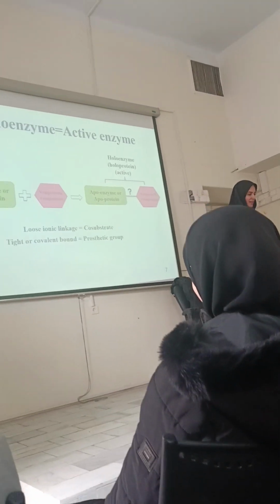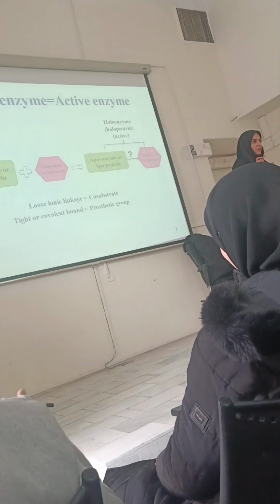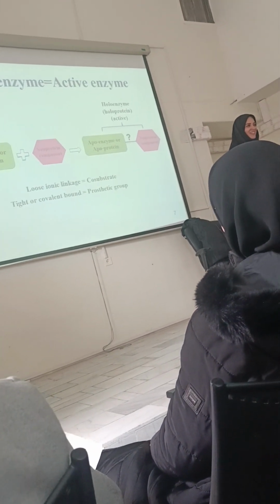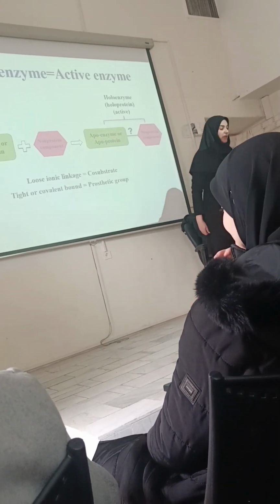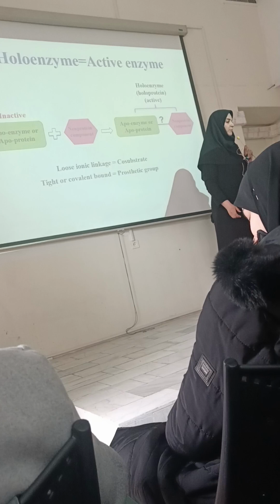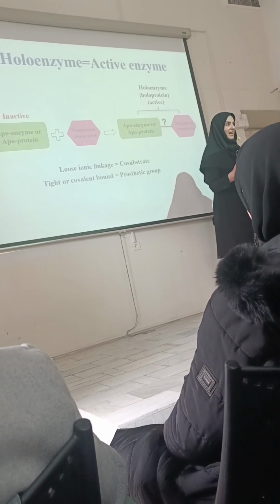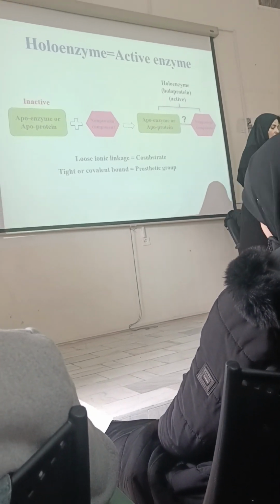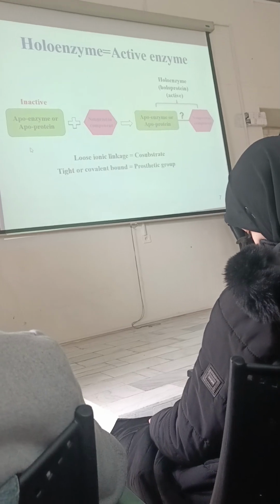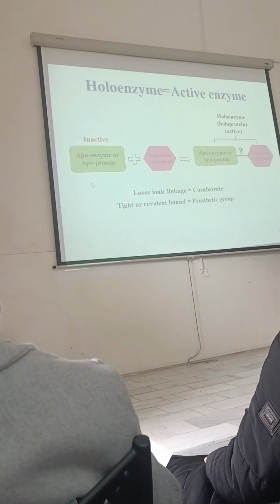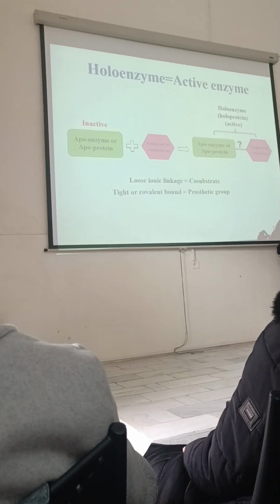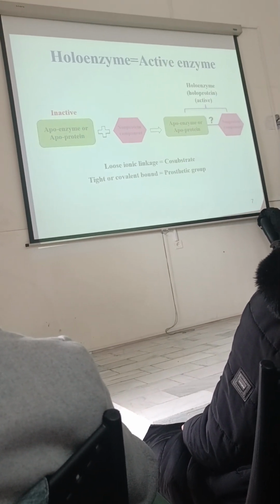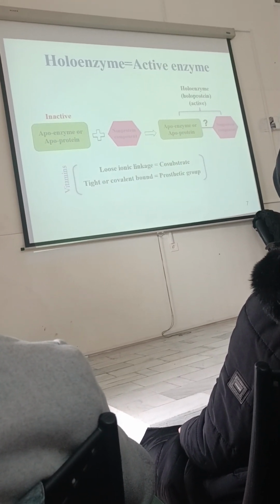Co-substrate, what does it mean? Whenever you have a loose connection, it is a co-substrate. Prosthetic is a strong connection. Maybe I ask you which of the enzymes is the active form. You should know that the holoenzyme is the active form. Holo means that a coenzyme, one required component, is bound. This component is sometimes a metal, sometimes a vitamin. So the holoenzyme is active.